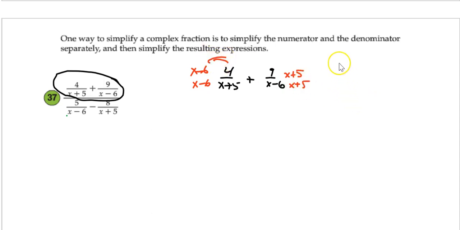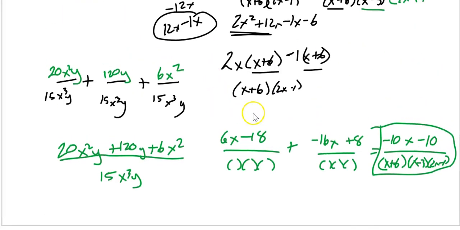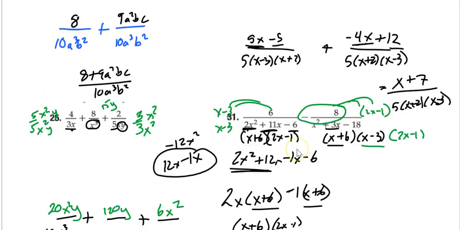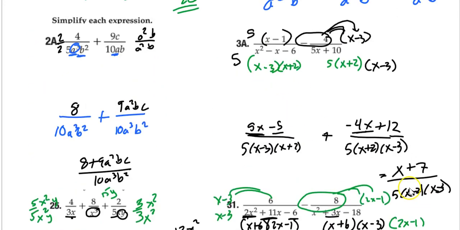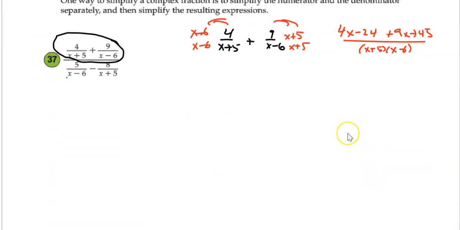Distribute, and you're going to get 4x minus 24 plus, distributing, 9x plus 45, all over x plus 5, x minus 6. But you never want to distribute the bottom. Let's just set it up here also. Don't go through the trouble of distributing the bottom. It doesn't matter. We like it factored. We want stuff to be able to cancel out. So I always leave my answer like that because that's the way we like it.